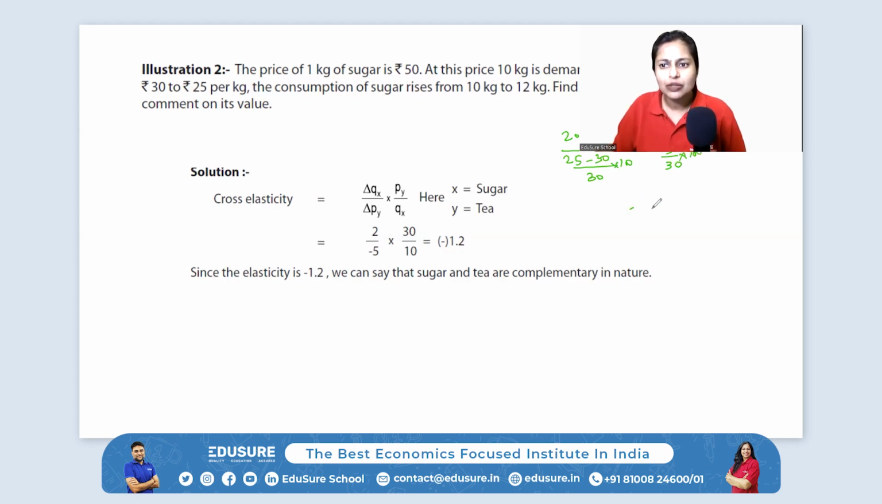Okay, so the answer is coming to approximately minus 1.2. So it is negatively related, right? So these goods are complementary in nature. Tea and sugar are complementary in nature.